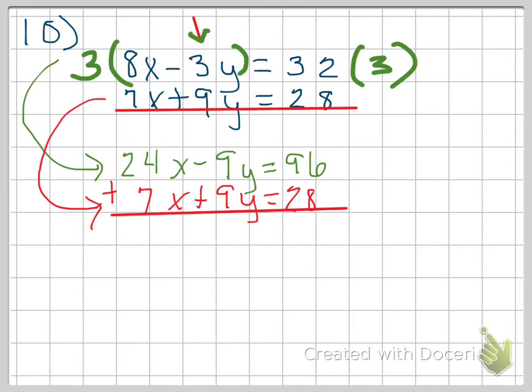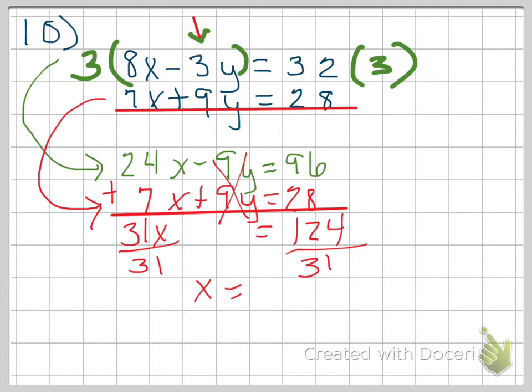We will add them. And that will give us 31x, these cancel out, is equal to 124. Get rid of that 31 on that side of the equation. What we do to one side, we have to do the other. And so we divide, and x is equal to 31 into 124, which is 4.